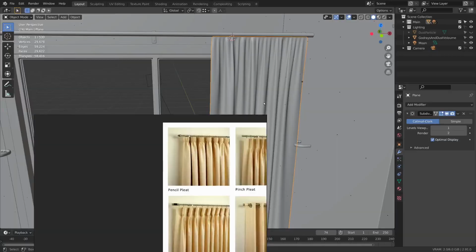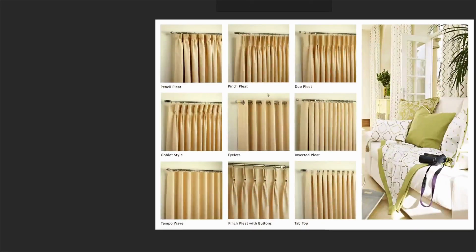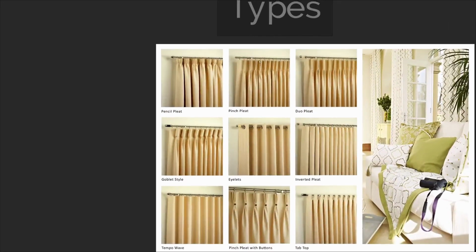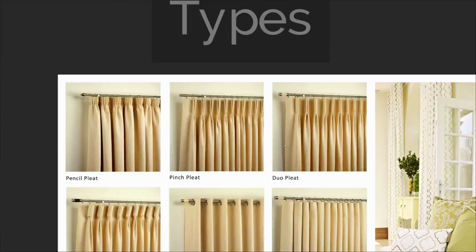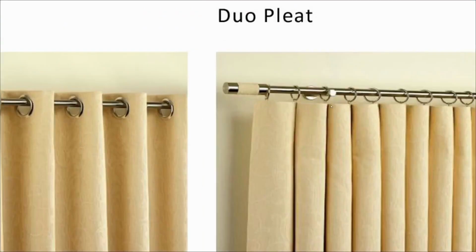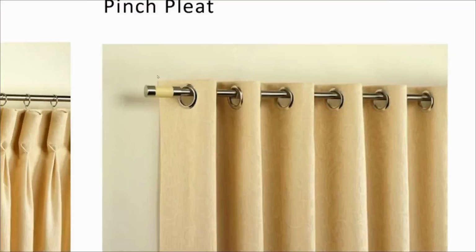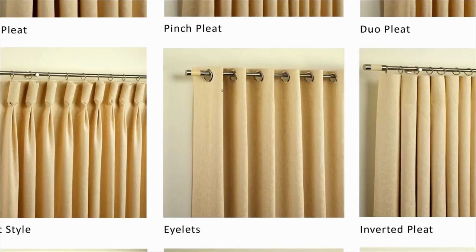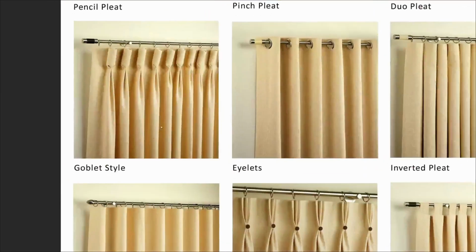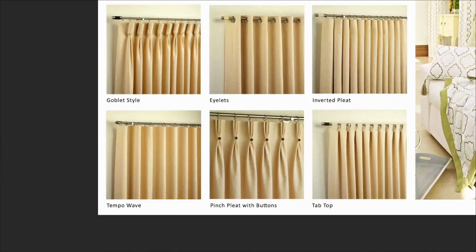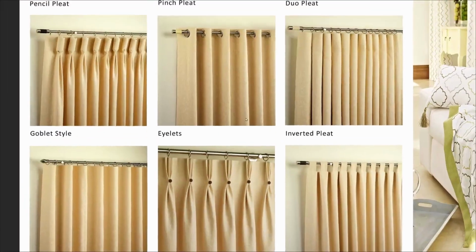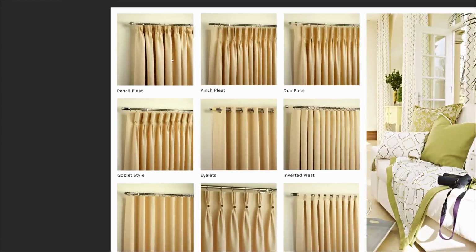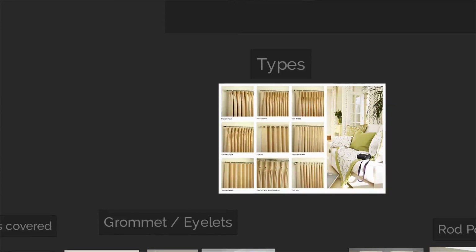But most of them have some sort of pattern or design at the top. Like you got these ones that are hanging on rings that are pinched. You got these ones where it kind of just goes in a wave on the rings. These ones where the ring is built into the cloth and the pole goes through the cloth. These ones where the ring is made out of the cloth. So there's a lot of different styles that you can do.